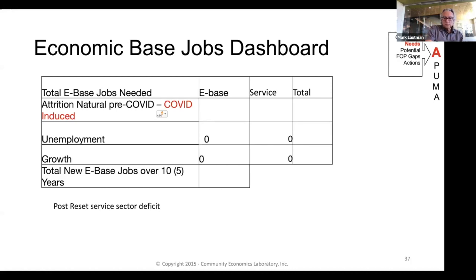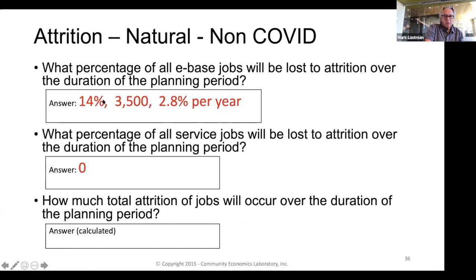There's a question from Natalie on the slide prior to this, I believe. If one eBase job supports 2 service jobs and eBase attrition is 14%, then why is the service attrition listed as 0?